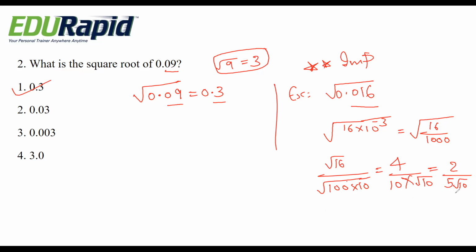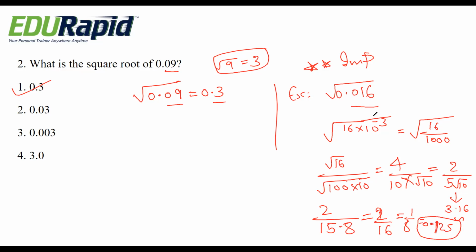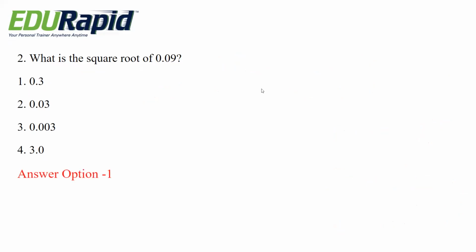Root 10 value is approximately 3.16. So 5 into 3.16 is 15.8. So 2 divided by 15.8, you can take 15.8 approximately as 16. So 1 by 8 is 0.125. So like this you have to answer if they ask with 3 digits after the point. Please note down. So here 0.125 is the answer.